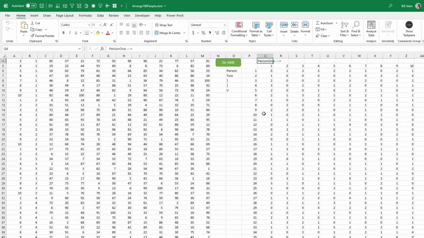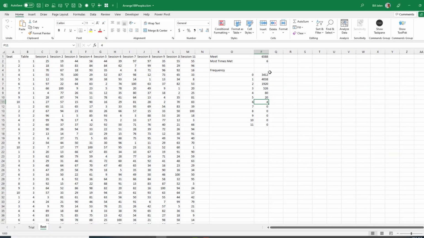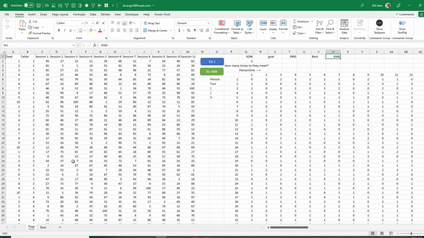And once I had this macro that would do it once, then I had it run for 1,000 times. It took about 30 minutes or so. Actually, I don't know, because I went away and started doing other things, and I came back, and it was done. And the best quality I could get was 6,588. I had the macro save it back here, and there's the frequency distribution for the best. But this is far from the goal. The goal is to have everyone meet everyone else once, right?